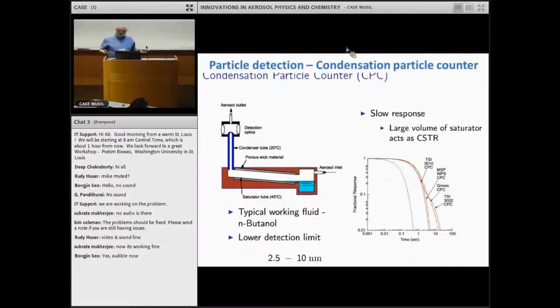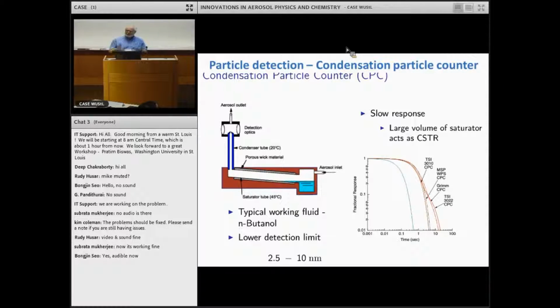So we've got a classifier. We still need to count the particles. The standard tool is the condensation particle counter, which I think most of you know about. We saturate an aerosol sample with vapor. We cool it to produce supersaturation, condensing vapor on the particles, grow them up to a size that we can count them optically. Very, very simple concept.